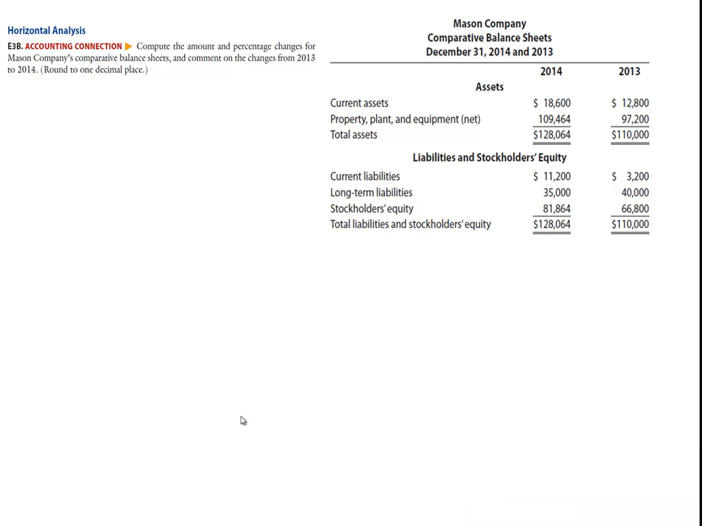In this example, we're going to be looking at the horizontal analysis. So we're going to compute the amount and percentage changes for Mason's Company comparative balance sheet, and then we're going to comment on the changes.